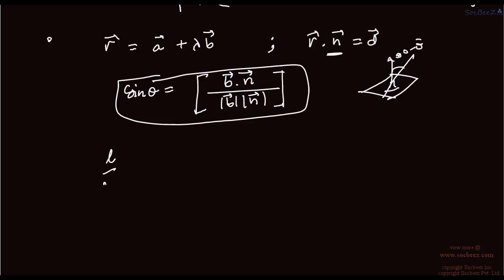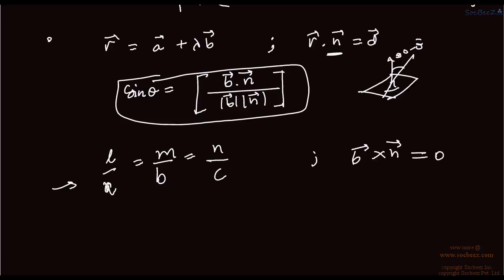Okay. Now the condition for perpendicularity in this case will be L by A equals M by B equals N by C. You can see that they have interchanged because this angle is different. It is sine theta here. So in the Cartesian case, L by A equals M by B equals N by C will be the condition for perpendicularity. In the vector form, it will be b vector cross n vector is 0, because we are dealing with sine theta here.